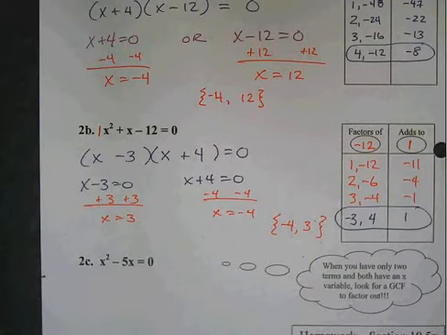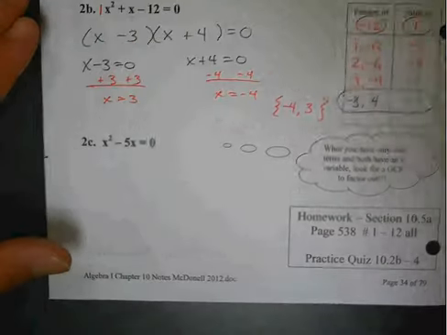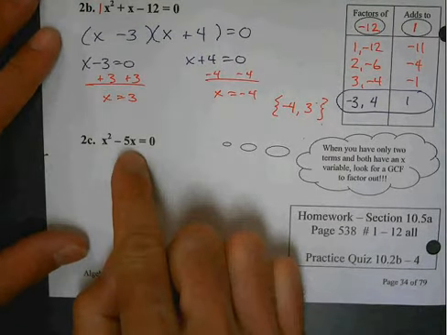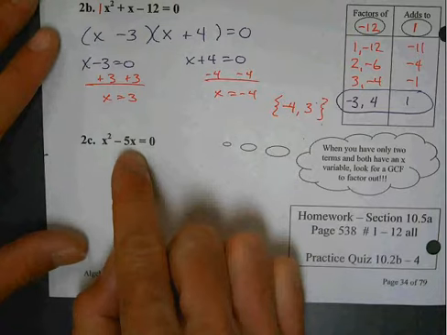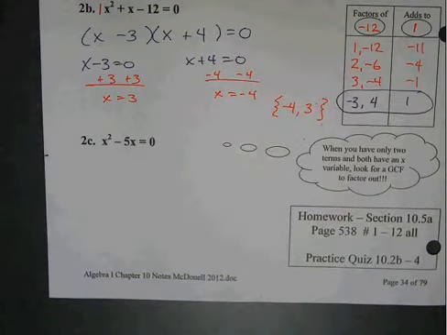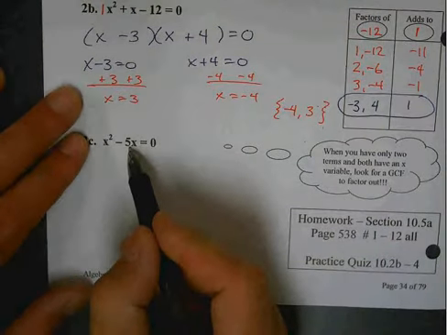Look at 2C. What are we missing? The C term. Now, I'm demonstrating this to you because, Brett, what I've found is these kind of problems, they're actually easier, but we only do them every so often, and so people forget how to do them. So I put a little note up to the side here. I said, when you only have two terms and both have an x, look for a GCF. What would the GCF be between x squared and 5x? Just an x. So put the x out front.